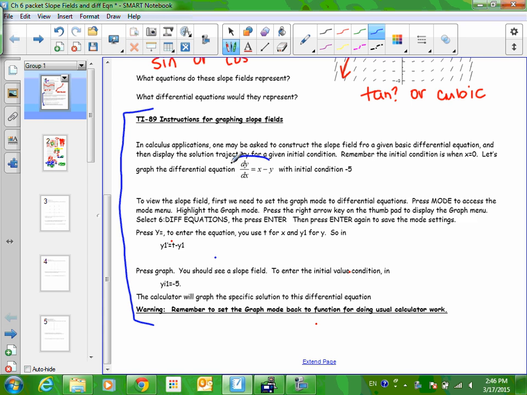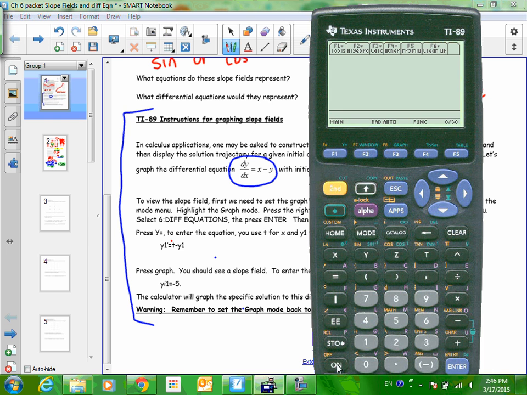So when we want to graph a slope field, we could have picked any problem, but let's just pick this one because it's on your paper. We learned yesterday how to do this by hand. You make a triple T chart, you go through and find the slopes, and you put the little segments on. So your calculator will do this as well.